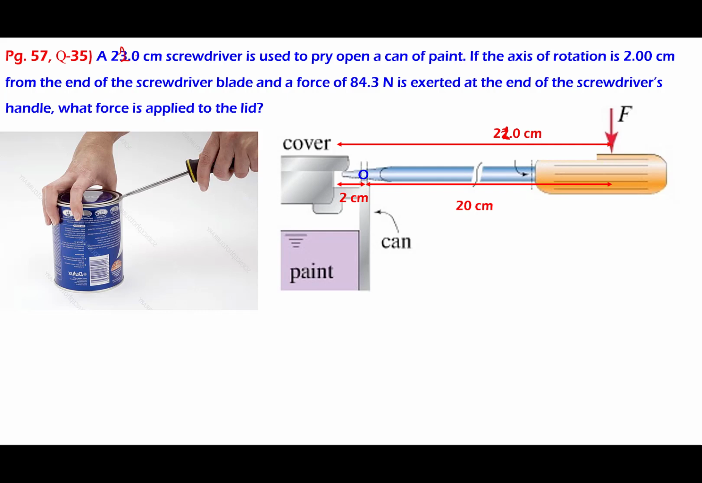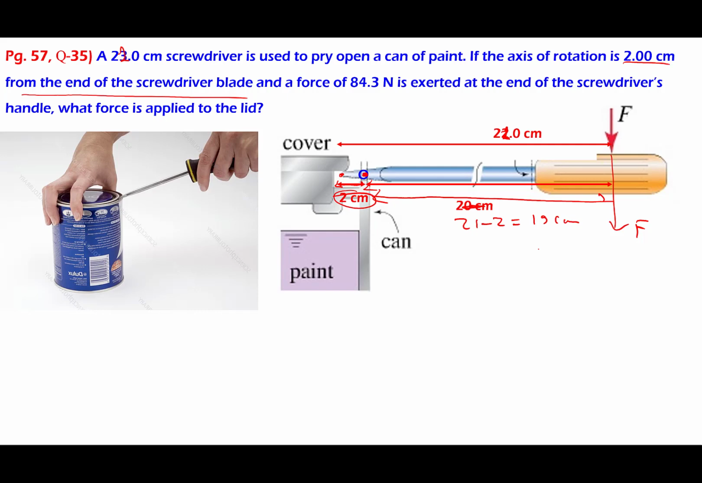And the question is saying that the axis of rotation is 2 centimeters from the end of the screwdriver. So this is the blade. This is where the axis of rotation is. So that distance is 2 centimeters. If it is 2 centimeters, where the force is applied is in here. So the distance from force to axis of rotation must be 21 minus 2, which is equal to 19 centimeters.